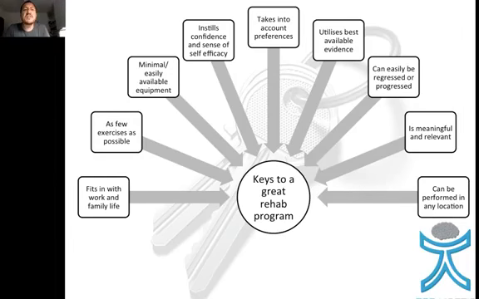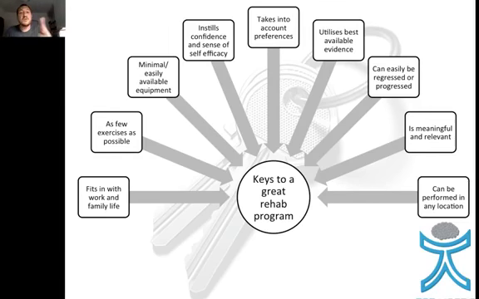So these are my keys to a great rehab program. You know, look, these are my keys. They're my subjective type of view of all this. So does it fit in with work and family life? Again, there's some really great data that suggests that if exercises don't fit in with people's work and family time, they don't get done.